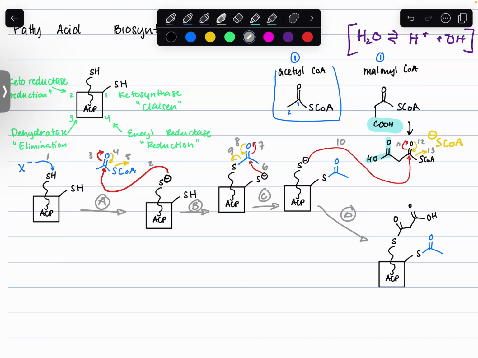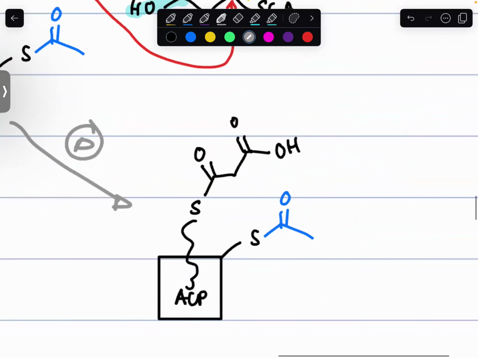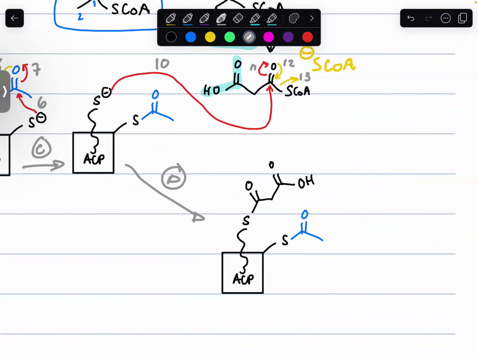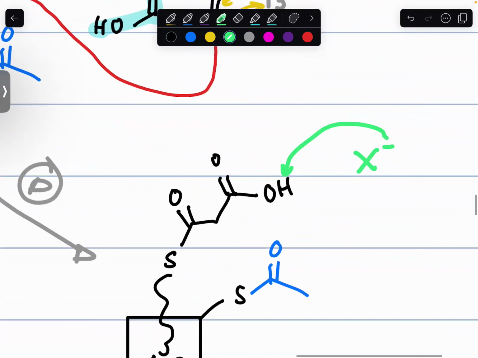Okay. So we're gonna have another base come in and take this proton. And it's gonna create carbon dioxide. And carbon dioxide will leave and we will generate an anion.